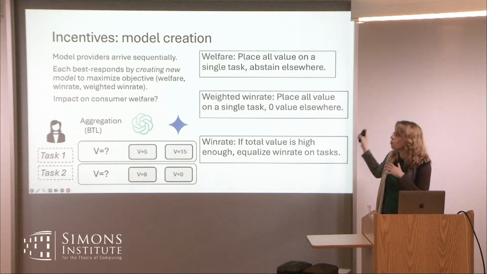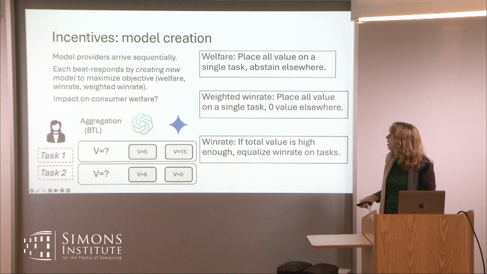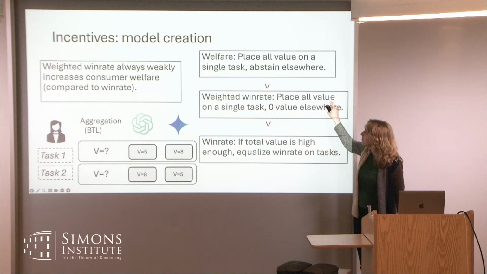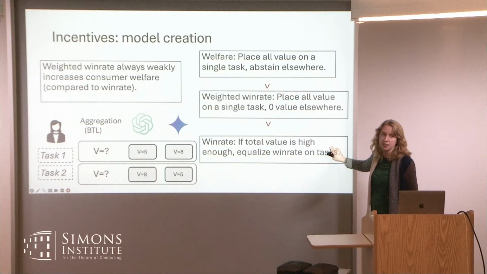The next question, so this is what models do. The next thing is, how does this impact user utility? And it looks exactly like these red lines here. So welfare is always better than weighted win rate. This is strict because of the 0 abstain thing. And weighted win rate is, as you would hope, better than win rate.